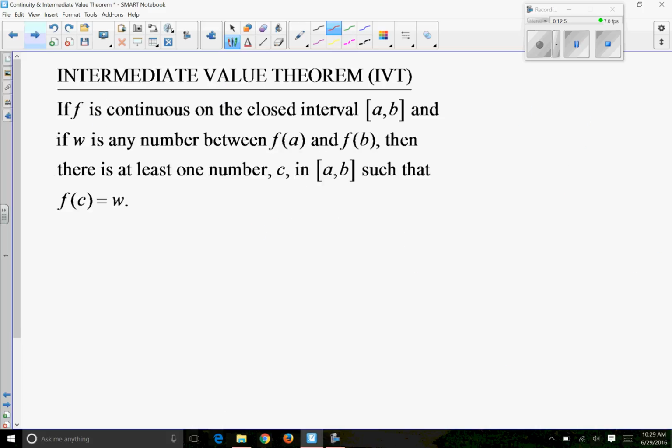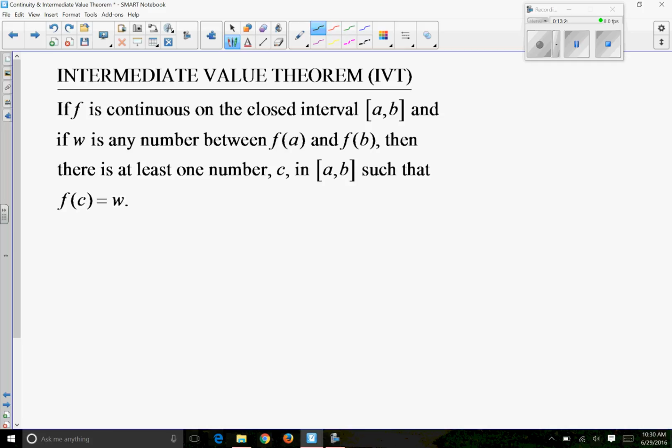Now we have a theorem to write down, the intermediate value theorem. Please write all of this down. If f is continuous on the closed interval from a to b, and if w is any number between f of a and f of b, then there's at least one number c in the interval between a and b such that f of c equals w.